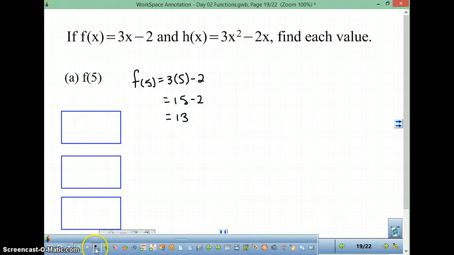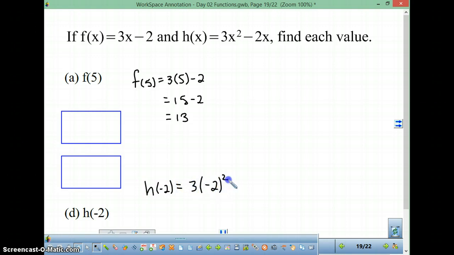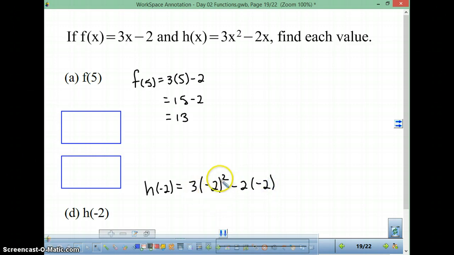Good? Let's try a different equation. Let's try h of negative 2. H of x is a different function. That's why it has a different letter. So h of negative 2 would equal 3 times negative 2 squared minus 2 times negative 2. All right, how do we do this? Negative 2 squared is 4 times 3, minus negative 2 times negative 2, that's going to be plus 4, so that's 12 plus 4, which is 16.